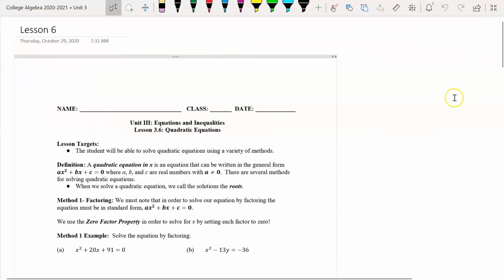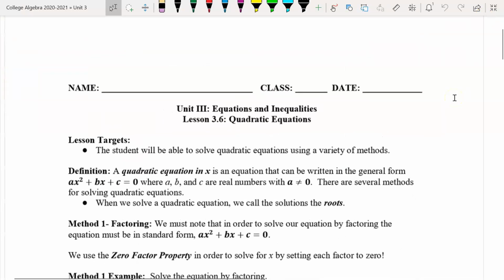All right, now that we've solved inequalities and regular equations, we're going to solve quadratic equations. So a quadratic equation in x is an equation that can be written in the general form ax squared plus bx plus c equals 0, where a, b, and c are real numbers with a not being 0.